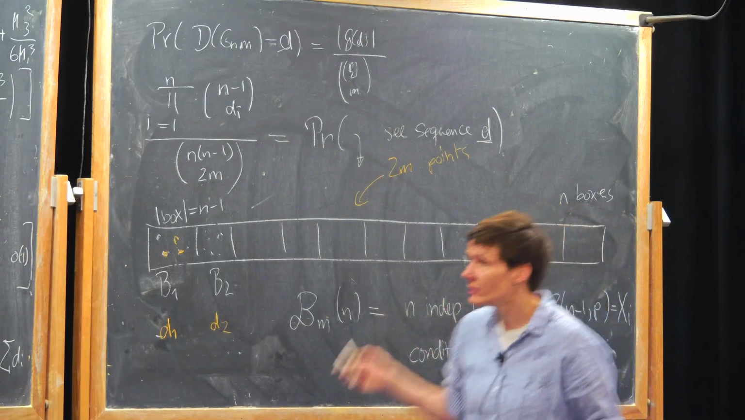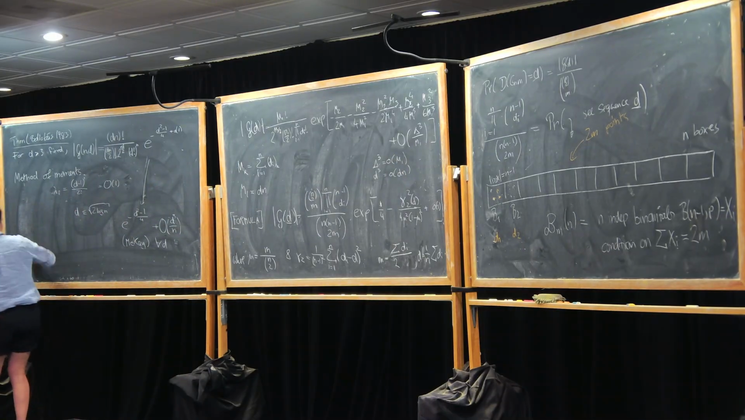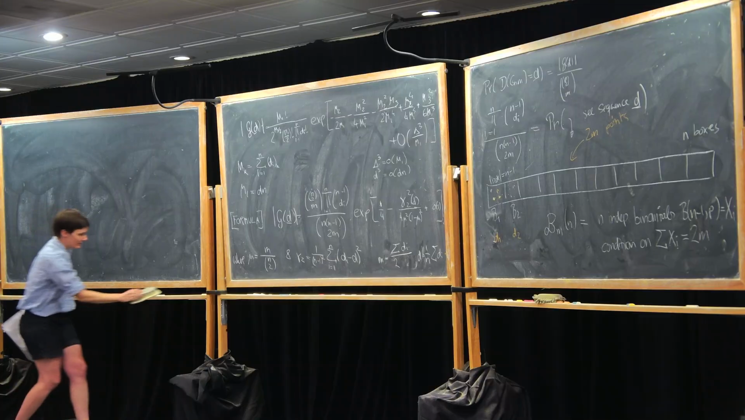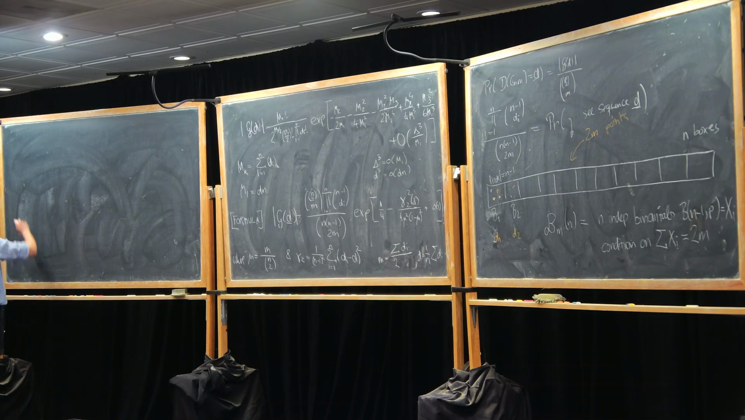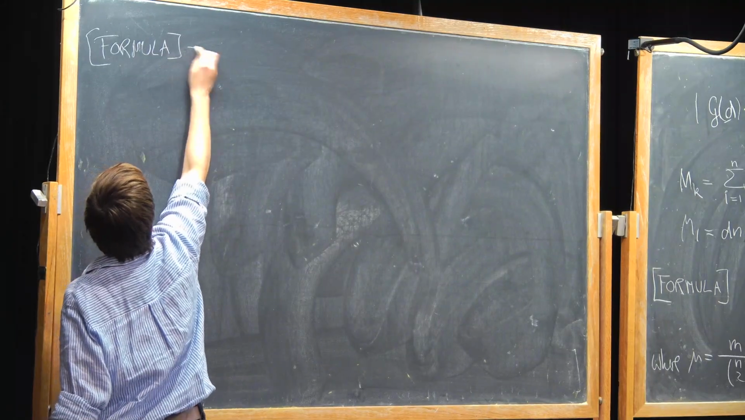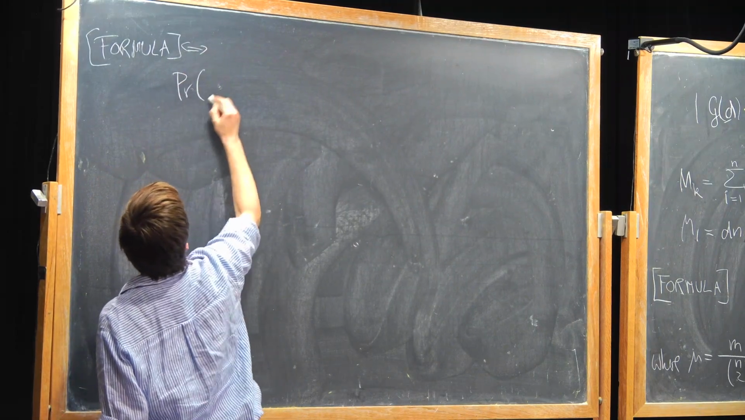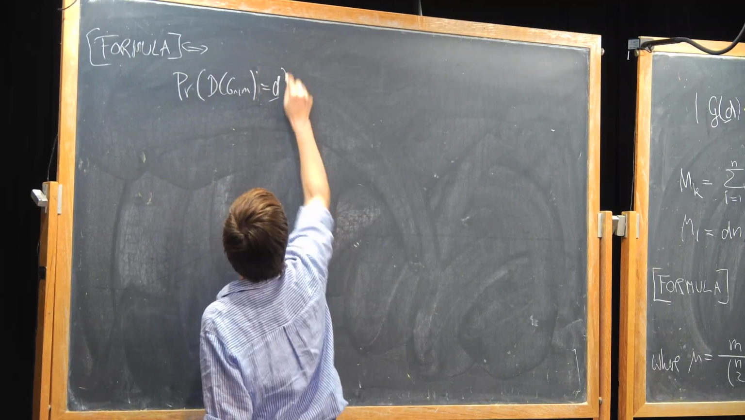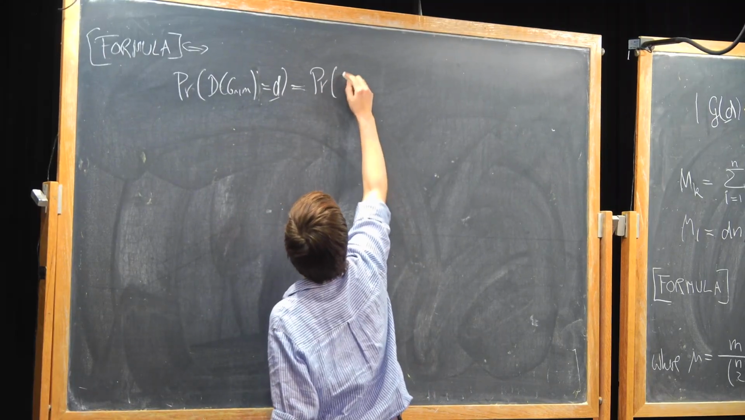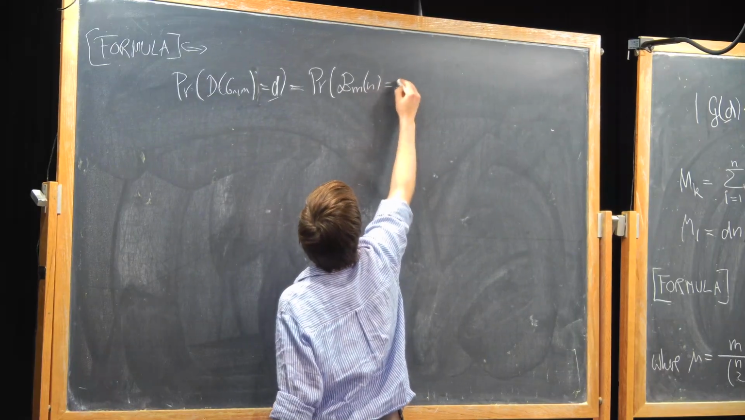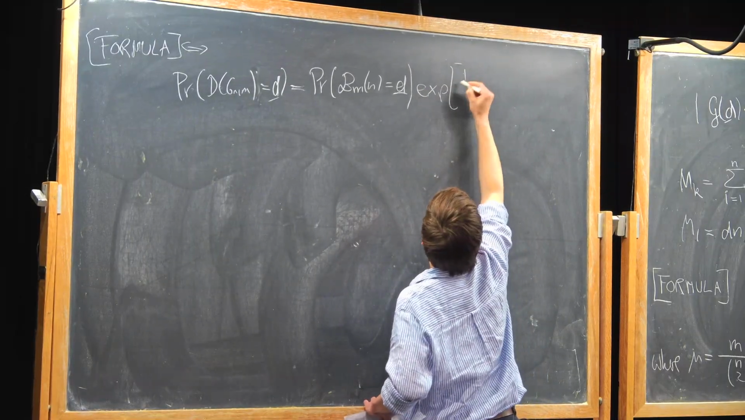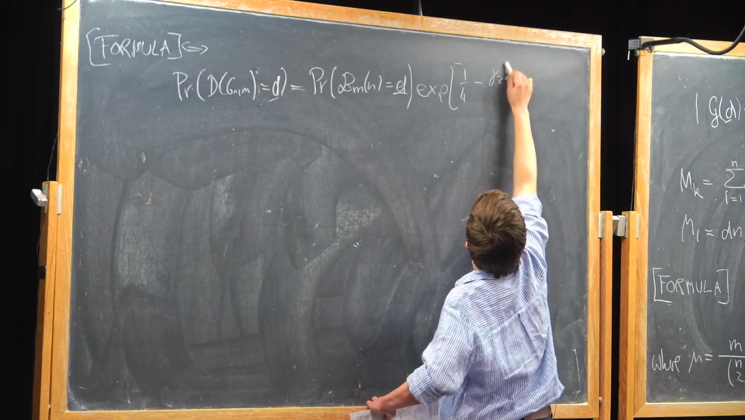Okay, so what this formula says is that the formula is equivalent to: the probability that the degree sequence of G(n,m) is equal to D is equal to the probability that this binomial model gives me degree sequence D, times some correction factor, times this exp of 1/4 minus gamma 2 squared.